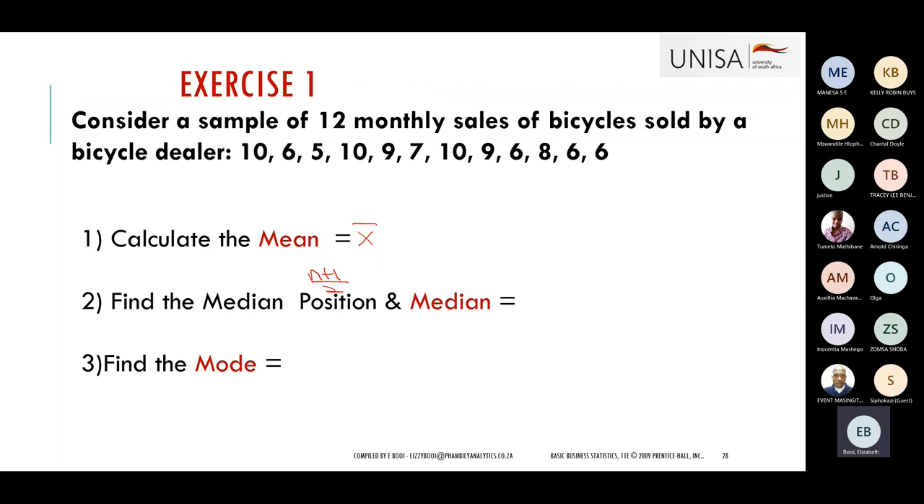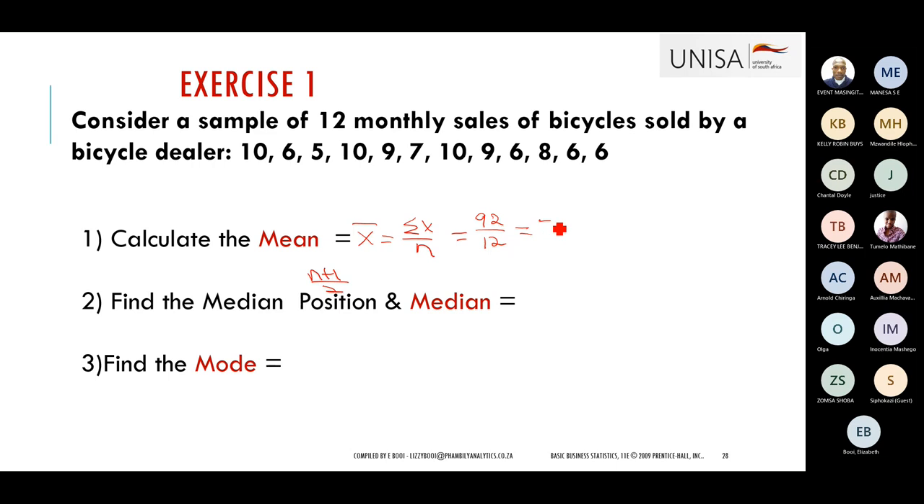Okay, are we done? Anyone who wants to show us how they calculated everything? The mean? The sum of all observations divided by how many there are, right? 92. That is the formula. 92 divided by 12, 7.67.